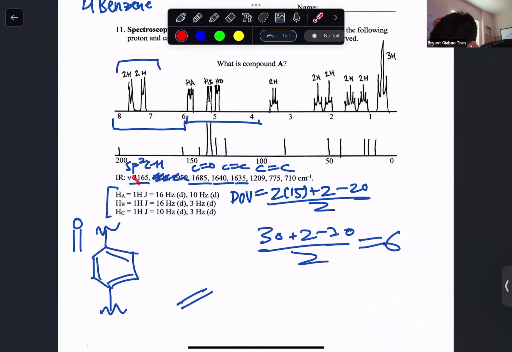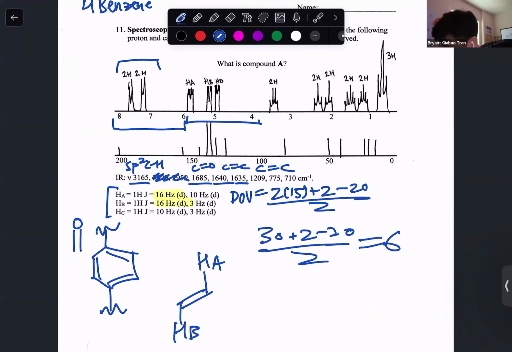Where we have J values here, where we know that hydrogen A and hydrogen B are going to be trans to each other because they have matching J values of 16. So if I make this my hydrogen A, this has to be hydrogen B because I know that they are trans to each other from the J values. They match 16. Hydrogen C and hydrogen A match with 10, right? Which means that they're going to be cis to each other. If I drew hydrogen B down here, I have to draw hydrogen C down there as well to make them cis to each other, right?